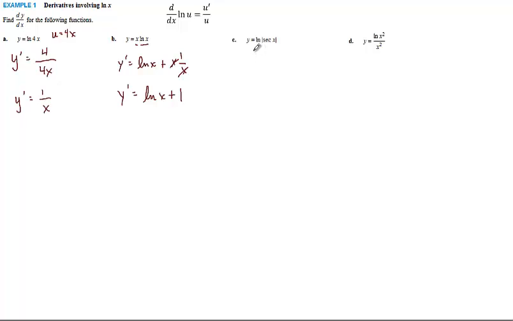Next, I have y prime equals, this is a natural log of some function, so I will have secant x. The derivative of secant x is secant x tangent x. My secant x cancel. The derivative is tangent x.